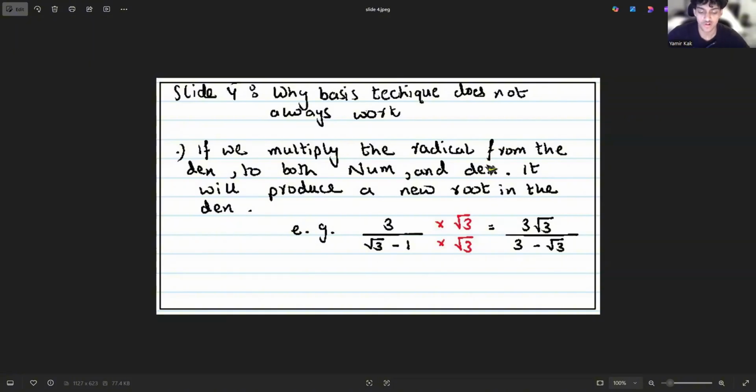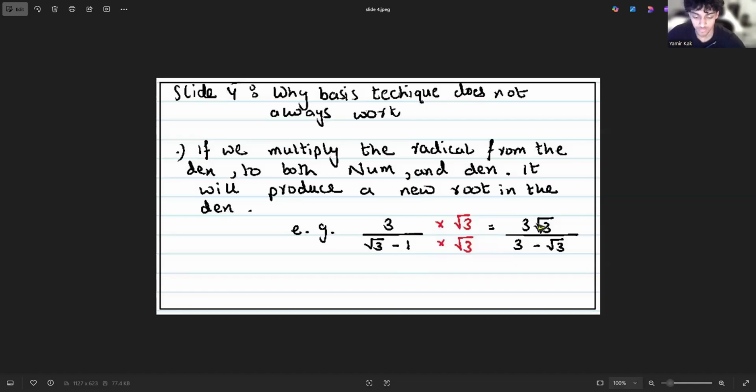Now, a natural first thought might be to multiply the numerator and the denominator by the radical part of the denominator, which is radical 3. So let's try that, right? We do 3 over radical 3 minus 1, like what we did in the previous example, times radical 3 over radical 3. Then we would get 3 radical 3 over the radical 3 minus 1 times radical 3, which becomes 3 minus radical 3.